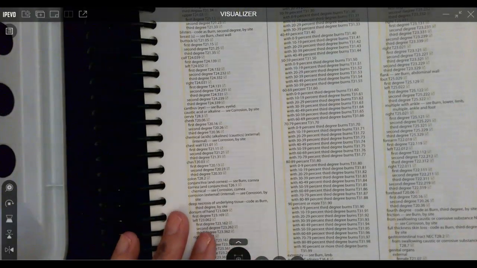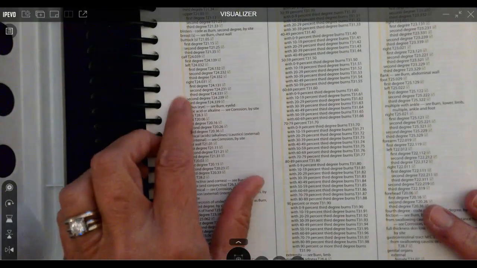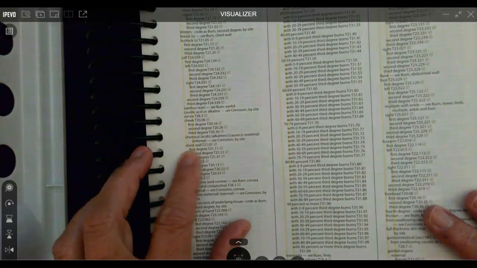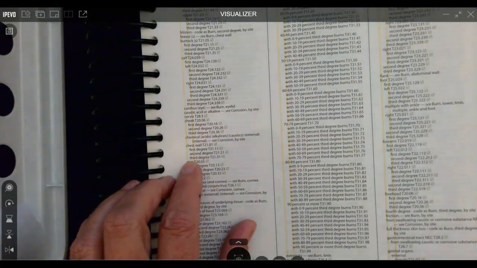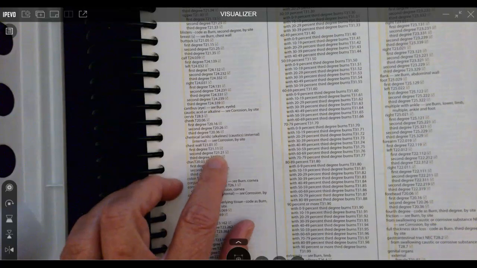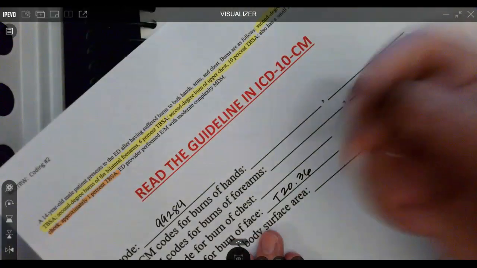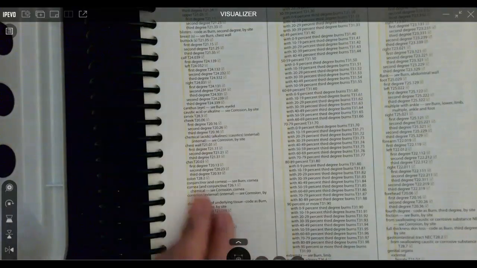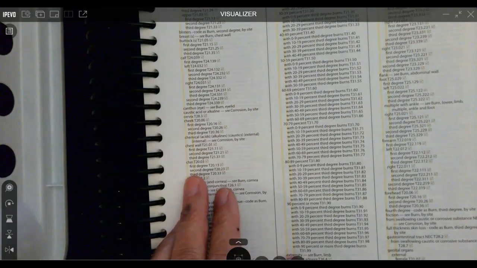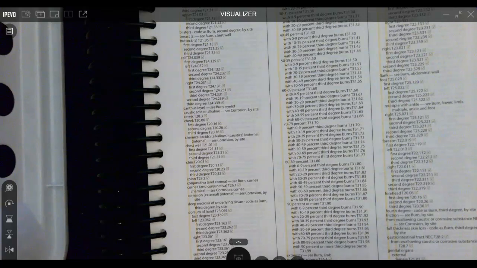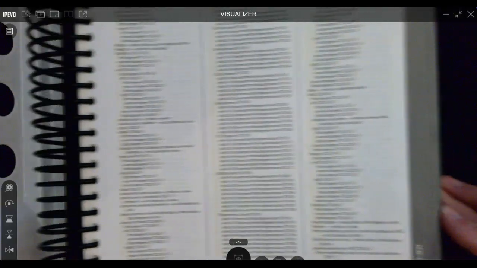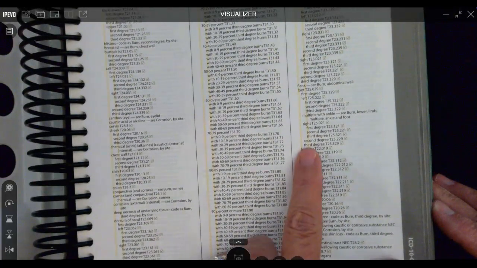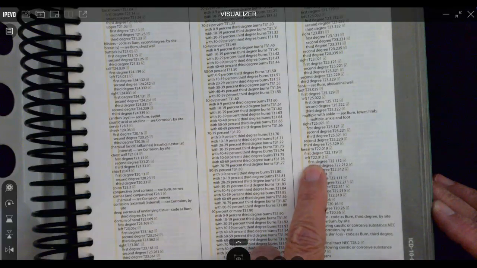And then let's go after the chest. So chest is right nearby, I imagine. Chest. And that one was a 2nd degree burn. So we're going to go T21.21. And then we have the hands and the forearms. We're in close to F here, so we have forearm. Let's go over here. Again, that was 2nd degree. 2nd degree of the forearm.